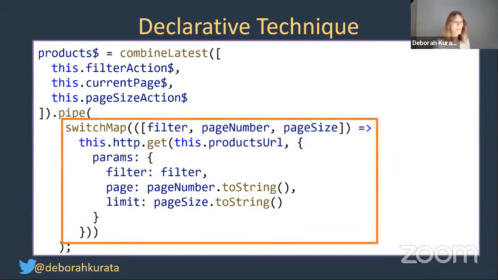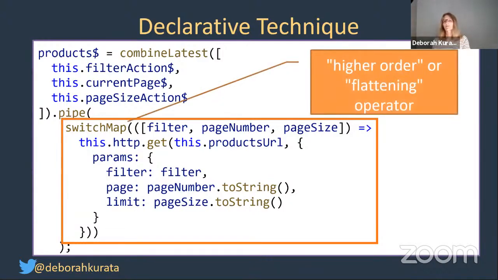I'm doing a switch map. Again, I am doing array destructuring, so I can label each one of the values emitted from each of the streams. And anytime any one of them changes, I'm going to get this code re-executing. I'm going to do an HTTP get and then pass in my parameters.